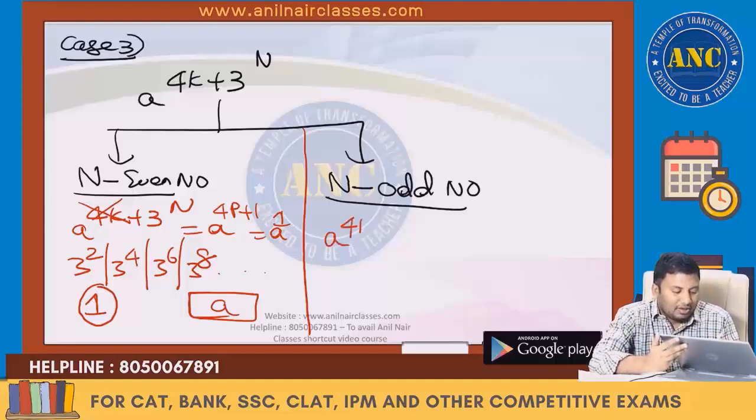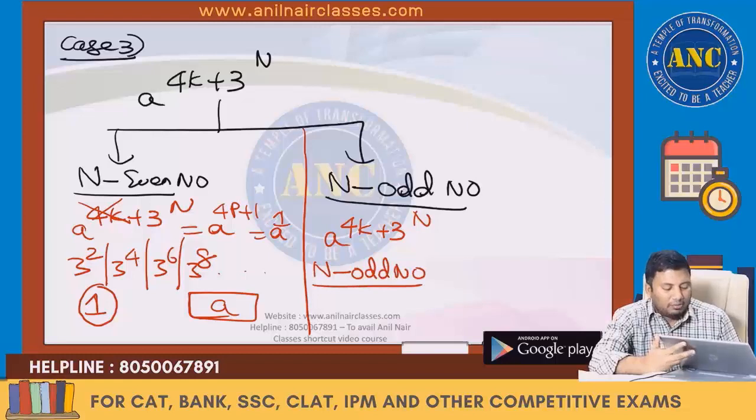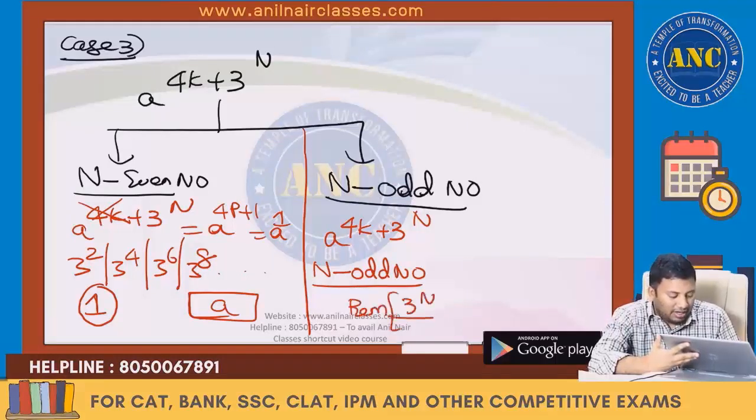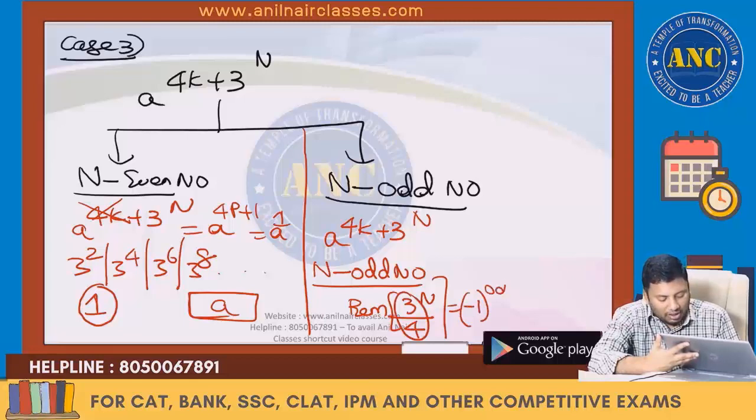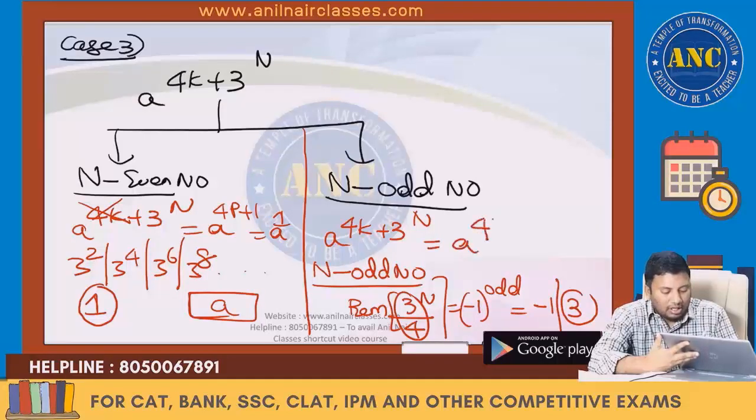If it is a^(4k+3) to the power n, and n is an odd number, 3 power n divided by 4 will become 4 minus 1, and minus 1 power odd is minus 1. The positive remainder is 3. So this is nothing but a^(4p+3), which is nothing but a cube.